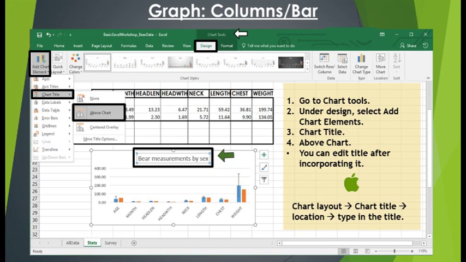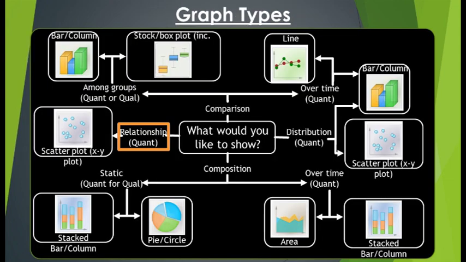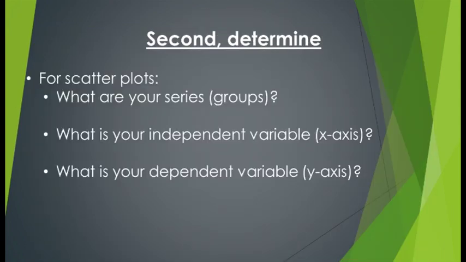Now, onto scatter plots. We want to look at the relationship of weight with age of the bears. So we have selected a relationship scatter plot. For scatter plots, you also need to know the series as well as the distinction between your independent and dependent variables. The series for this example will be Sex 1 and Sex 2, just as with the column graph.